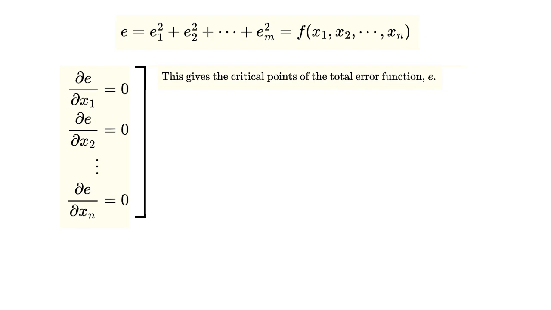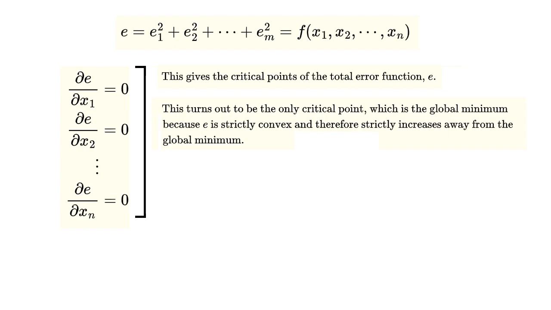It could be mathematically proven that this critical point is indeed the minimum, but it would suffice to say that the total error function is a strictly convex multivariate function and therefore the only critical point it has is the minimum.